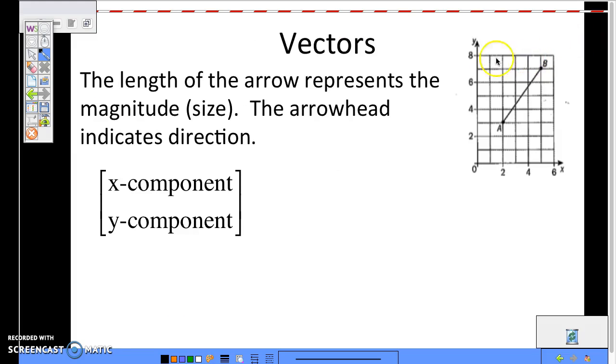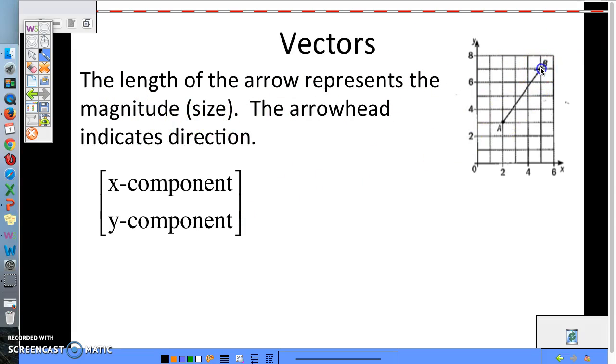A lot of times you'll see them written with just arrows. The length of the arrow is the magnitude, and the arrowhead indicates the direction. So this one doesn't have an arrow, so let's say we were to put an arrow on here. The way you would see this written is vector AB with a little arrow above it, and then it's written in what's called component form, with your x component and your y.